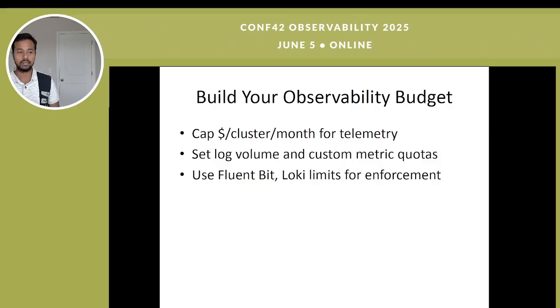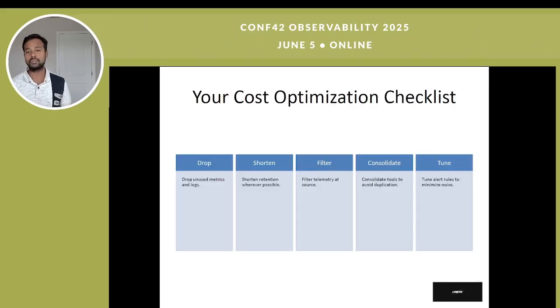within your budget. Here is a framework for your cost optimization checklist and how you can go about implementing some of this so that you can satisfy your budget. First, start by dropping any unused metrics and logs. That's a drop phase. Then you shorten retention periods wherever possible. If you do not need the logs beyond 30 days, if your organization doesn't have this kind of a policy, you don't really need them.